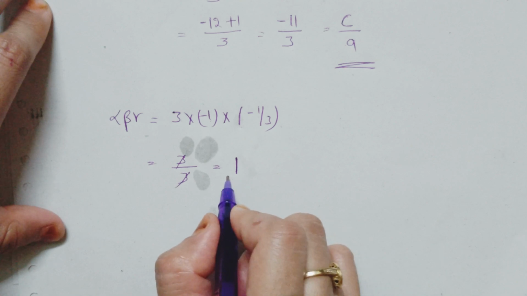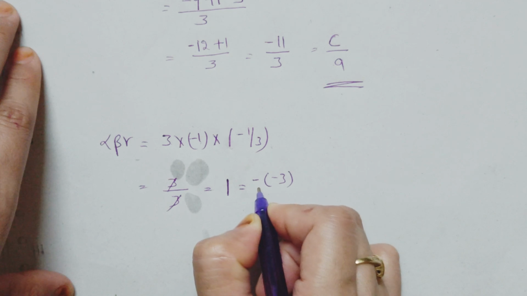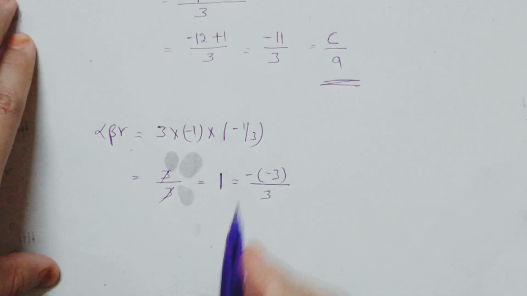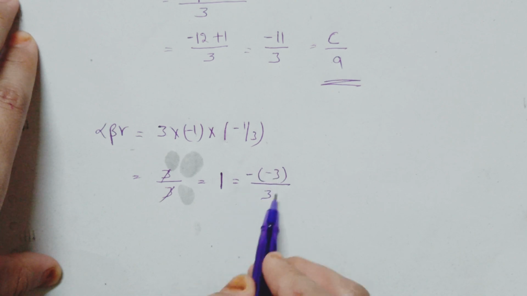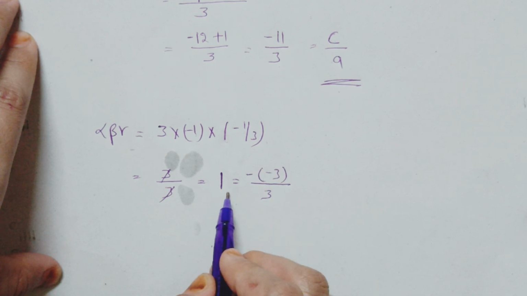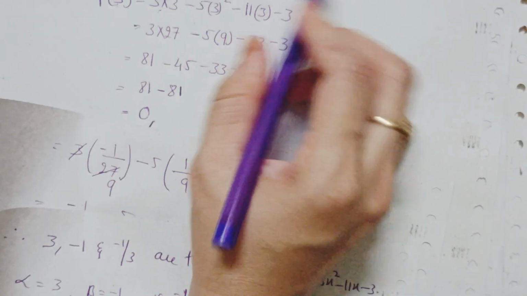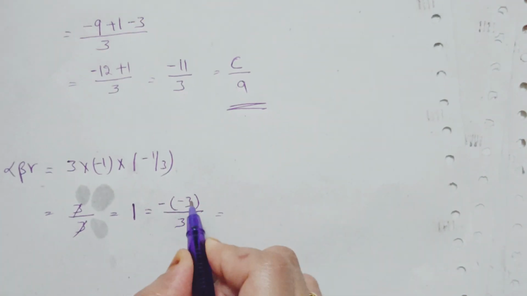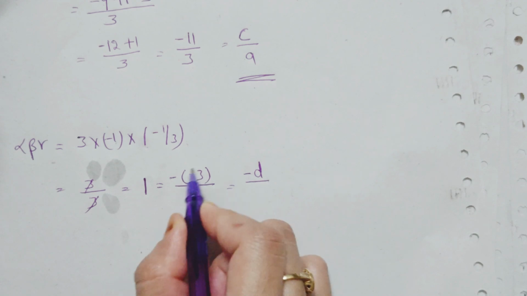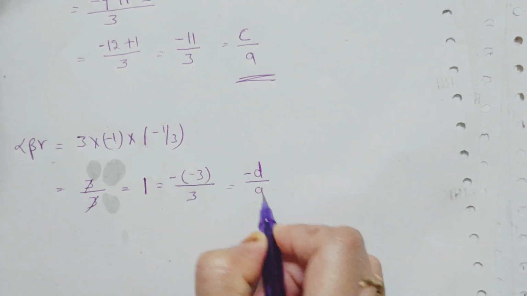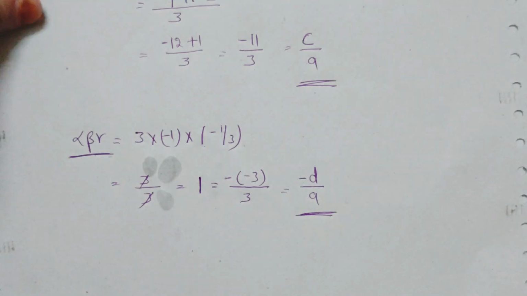So this 1 I can write as minus of minus 3 by 3. Can I write this 1 the same way? So minus of minus is plus 3 by 3. If I cancel, I'll get the same. So what is minus 3? Minus 3 is nothing but the d value. So in the place of minus 3 I can write d, and 3 is a. Therefore the product of zeros alpha beta gamma is minus d by a.